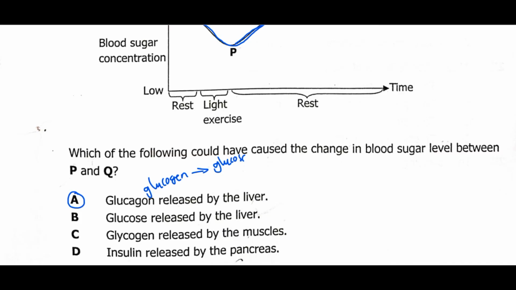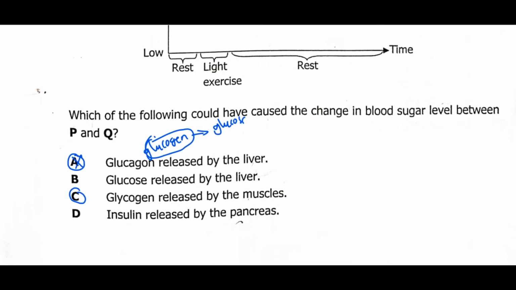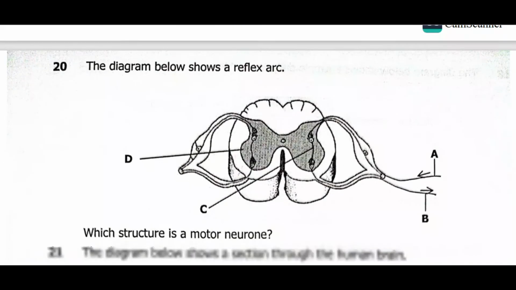Glycogen released by the muscles, glucagon released by the liver. Glucagon. Okay, so I'm sure the answer must be C, because glucagon is the hormone produced by the pancreas. The pancreas produces insulin and glucagon. So the answer is glycogen released by the muscles, not A. Then we can move on to question 20.